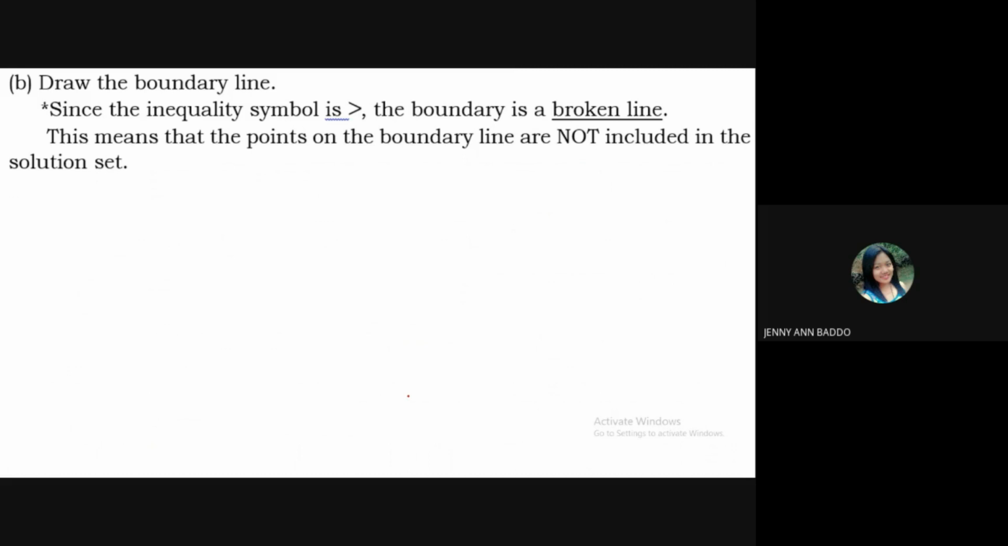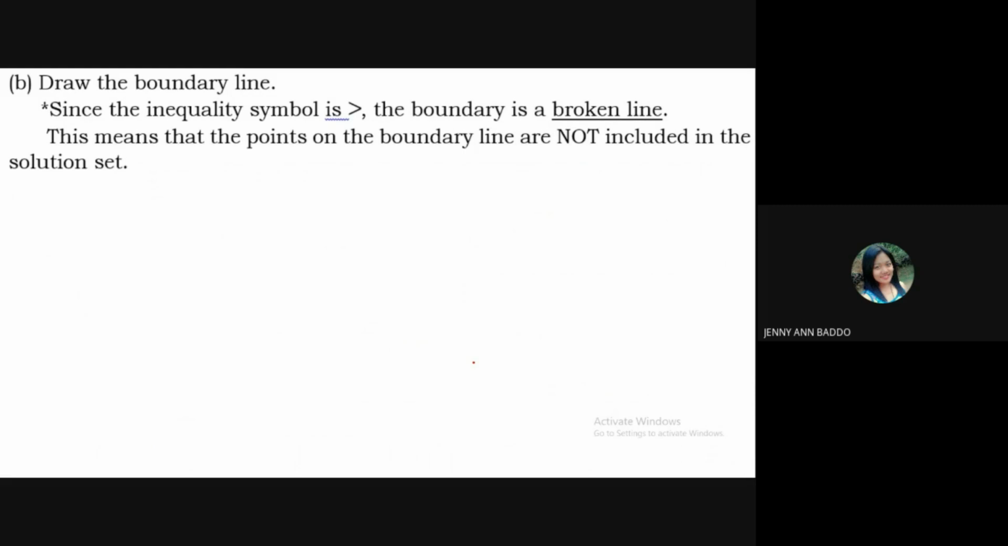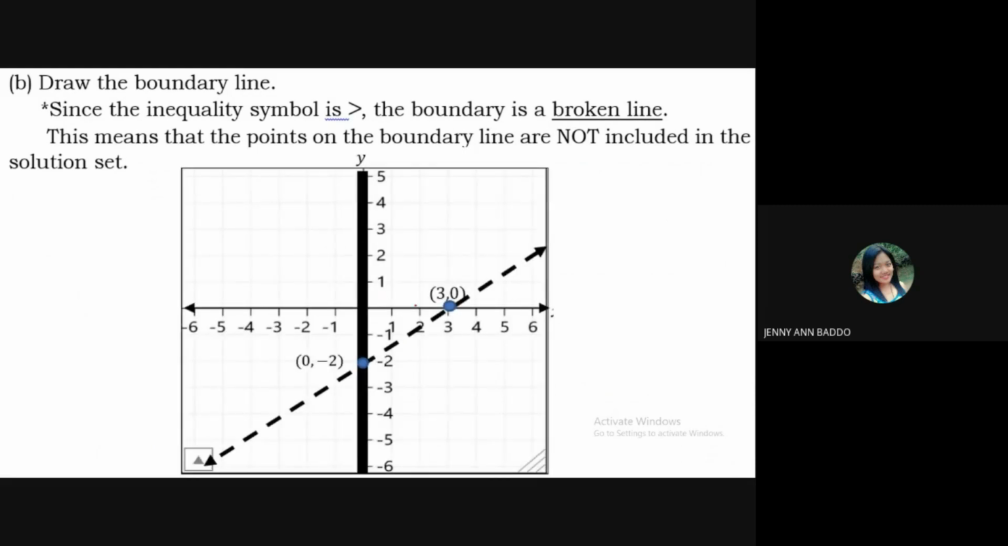Next, we are now ready to draw the boundary line. Take note, from the given linear inequality, the symbol here is greater than, so we will use a broken line. The x-intercept is 3 and the y-intercept is negative 2. Connecting those intercepts, we have this line.